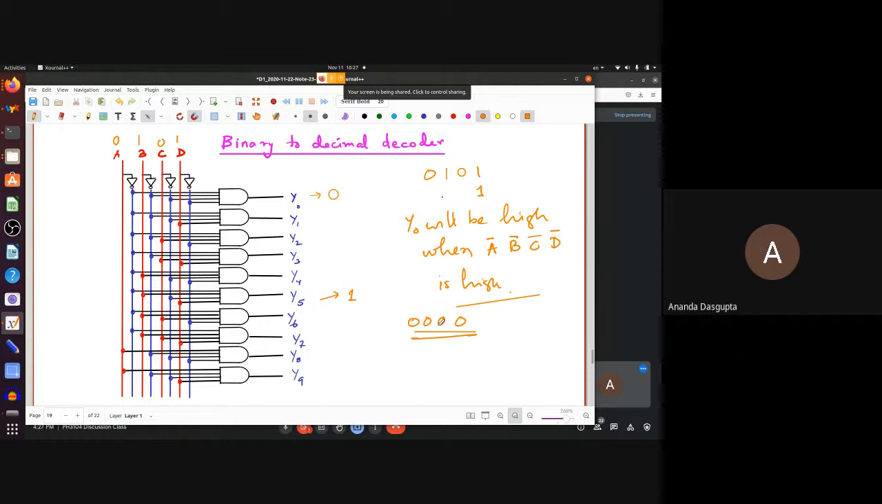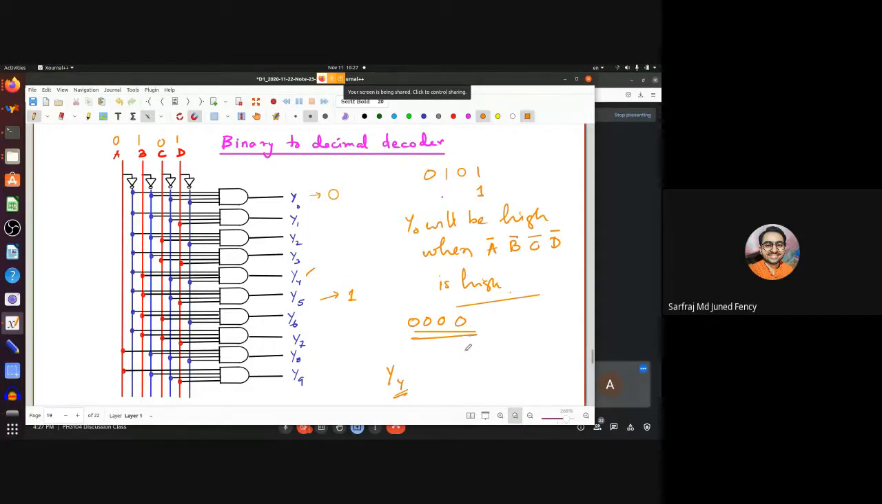Clear? Now, this should tell you how you would connect. Say, how would you connect the inputs to Y4, for example? Y4. Now look at this. I want it to light up only when the input binary reads equivalent decimal 4. Now what is the binary for 4?